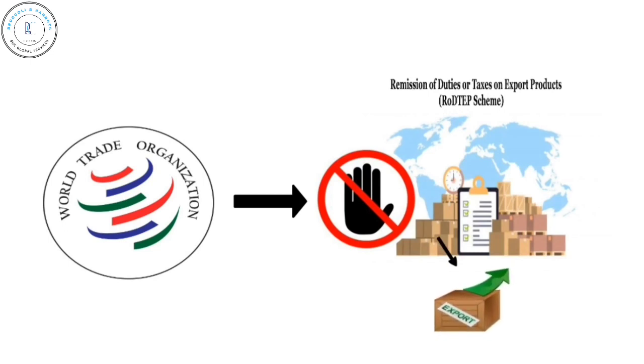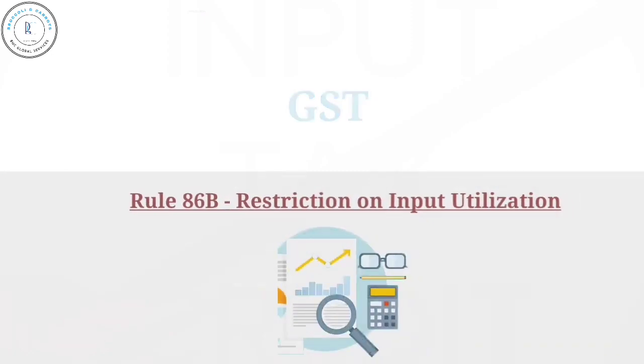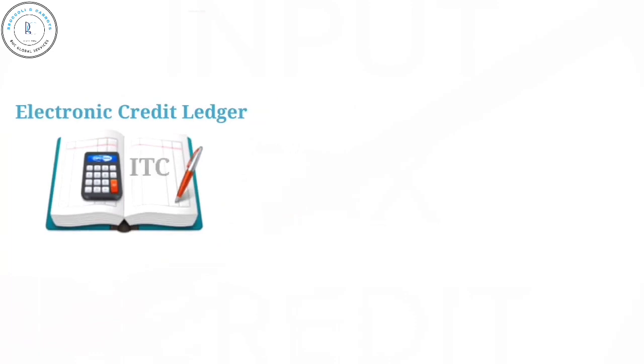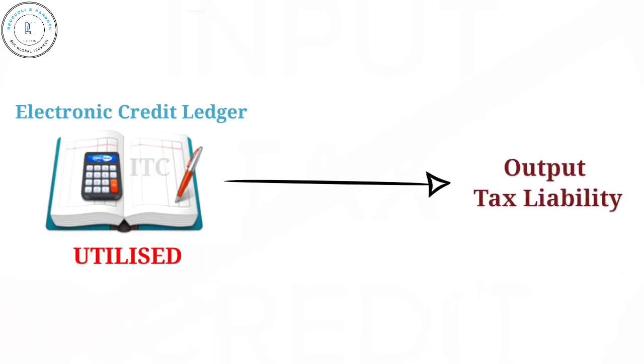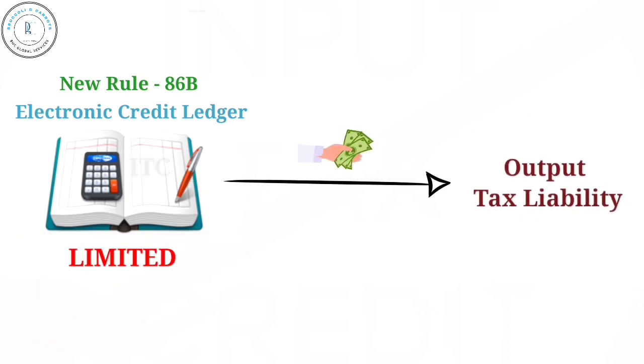Today, we shall be discussing the concept of Rule 86B, Restriction on Input Utilization. ITC available in the electronic credit ledger could always be fully utilized for discharging the output tax liability. The new Rule 86B has limited the use of ITC balance for paying its output tax liability.